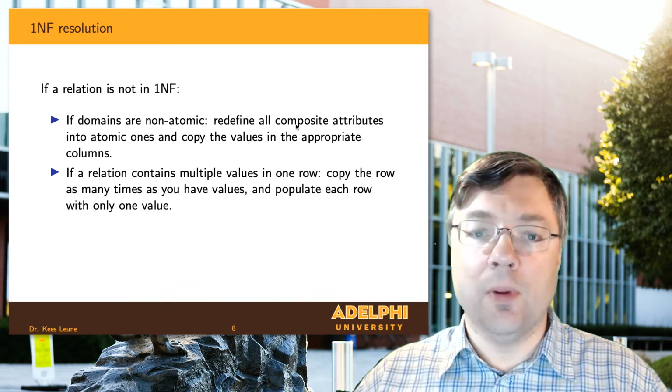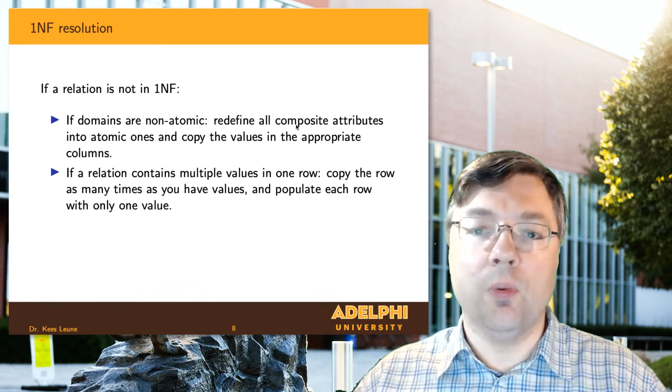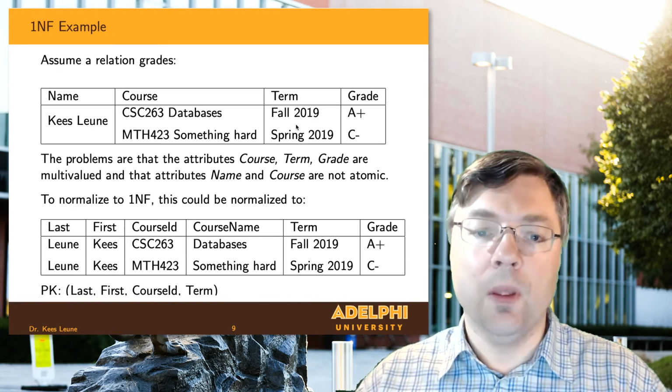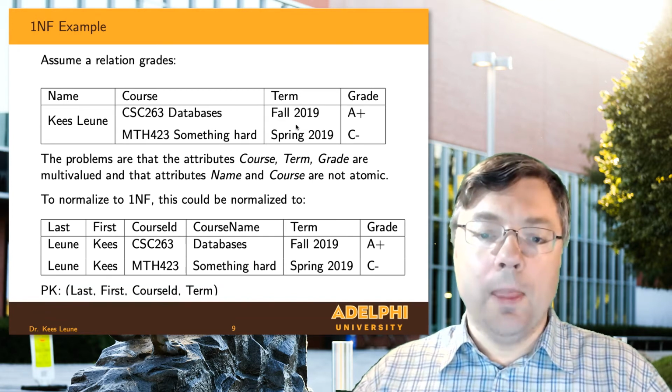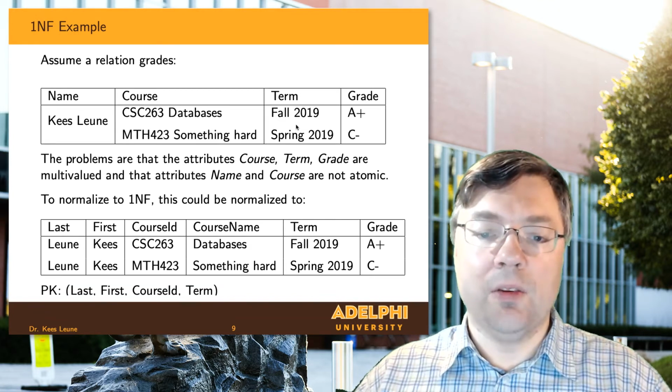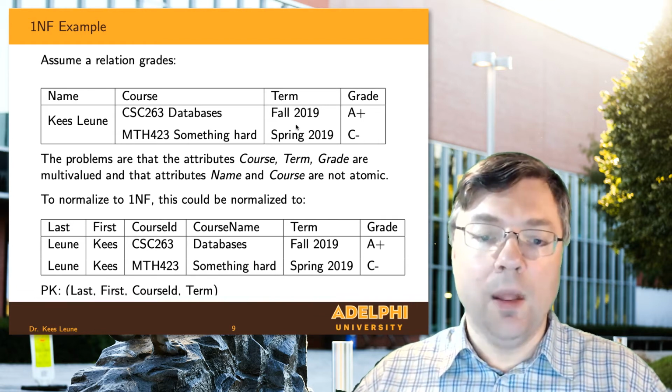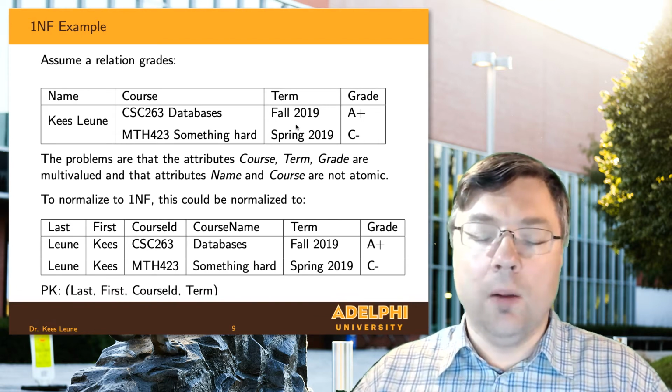So copy the row as many times as you have values, populate each row with only one of these values. Let's take a look at an example. I might have a relation here that has a name, a course, a term, and a grade. And it's based on the student.